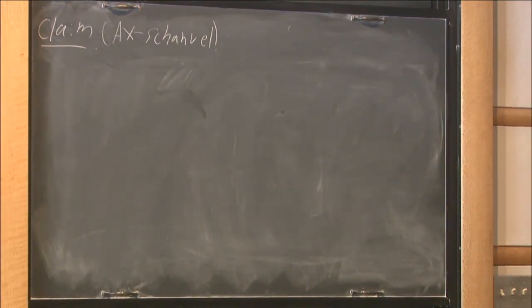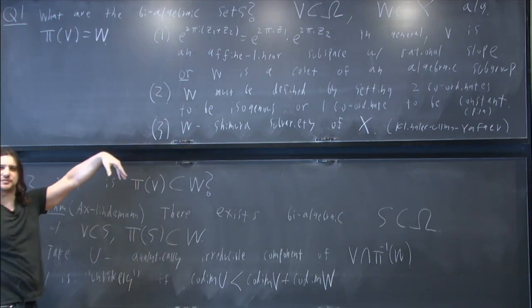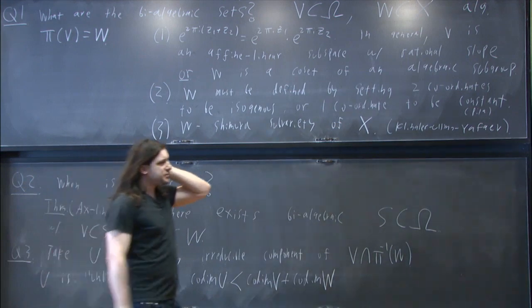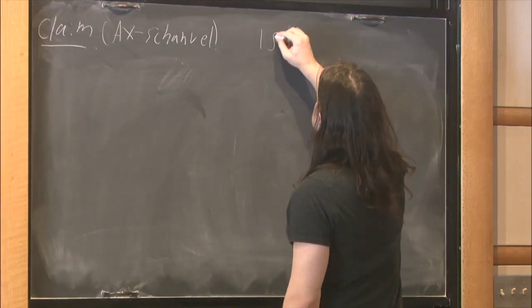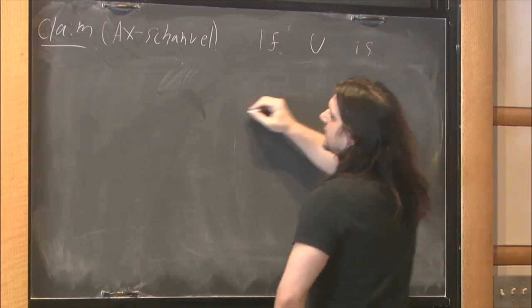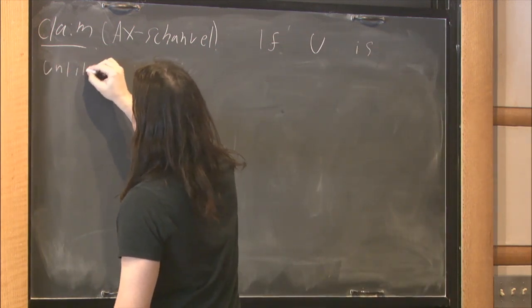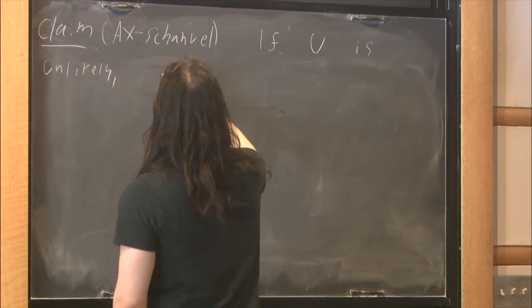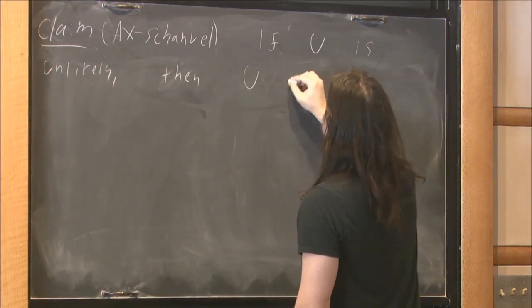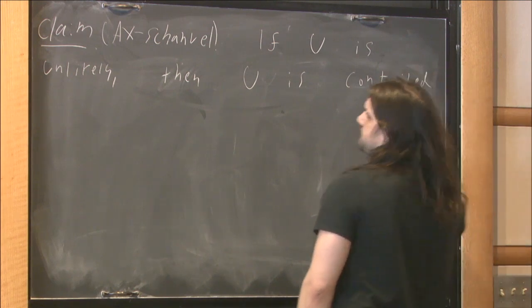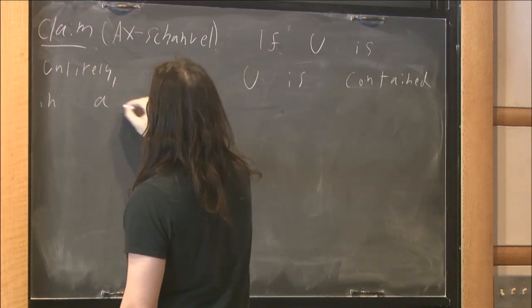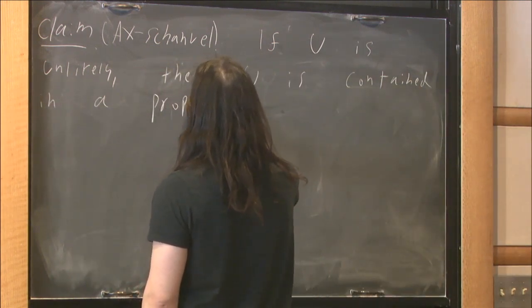And the claim is, again, the only way you can have something like this showing up is if you have some bialgebraic stuff that's responsible for it secretly. There are many different ways to say it. The cleanest one, I think, is that if U is unlikely, then U is contained in a proper bialgebraic set.